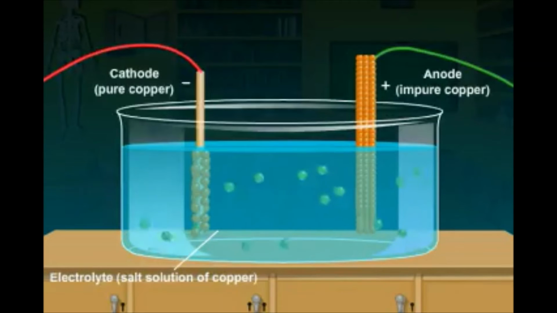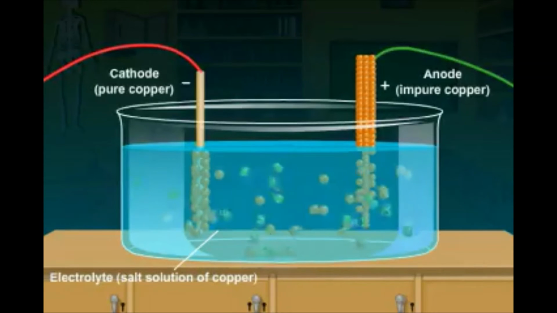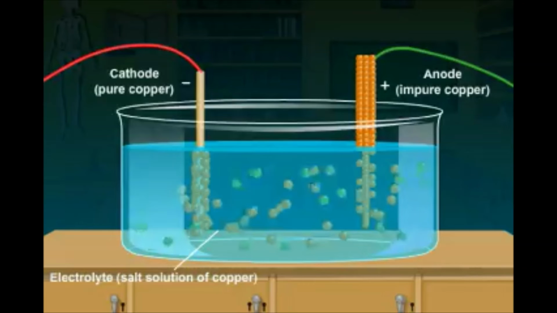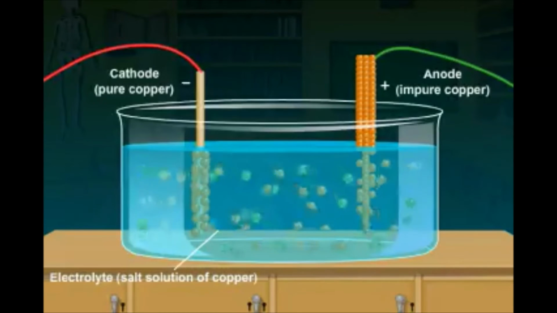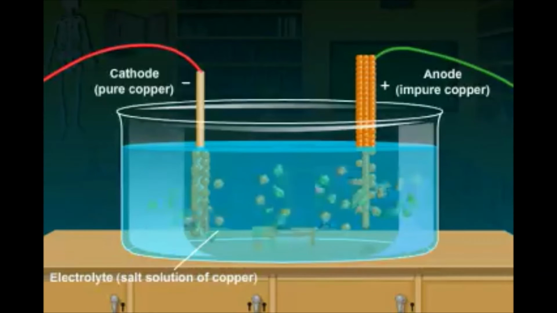As the metal ions from the electrolyte move towards the cathode, an equal amount of ions is released by the anode into the solution. So, as time increases, the size of the block of impure metal keeps decreasing, and the anode becomes thinner and thinner.